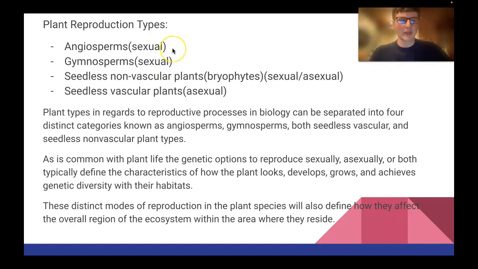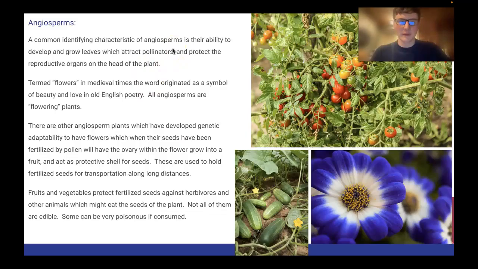And the first plant reproduction type that we're going to be looking into are the angiosperms. Angiosperms are typically defined as flowering plants. These are, as the name implies, plants with flowers. They grow flowers to attract pollinators that transport pollen to their counterparts, or they have certain organs inside their plant that allow them to transport pollen and also receive pollen in order to fertilize the seeds and allow the seed to be protected and then drop and germinate and grow into another plant.